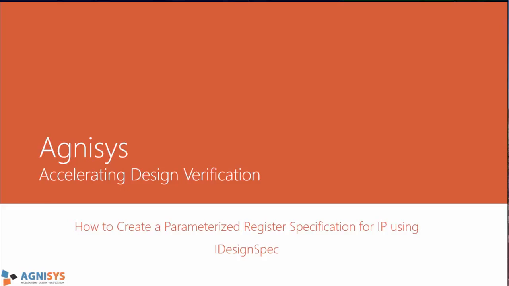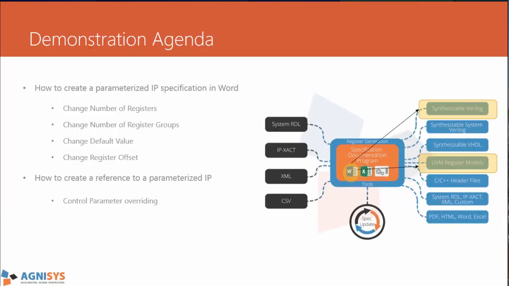In this video, we're going to describe how to create a parameterized register specification for IP using iDesignSpec. iDesignSpec can be used in a variety of flows. You can start with Word, Excel, or any text format on the left and go to any of the outputs on the right. In this video, we're going to show you how to create a parameterized IP using Word.